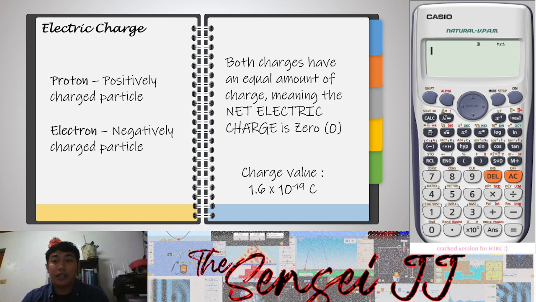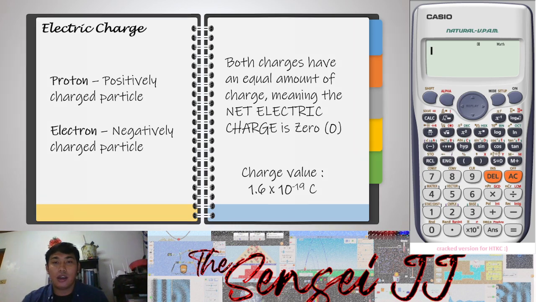I hope, guys, that you won't get confused with these two. Always remember: negative 1.6 times 10 raised to negative 19 coulomb for the electron and positive 1.6 times 10 raised to negative 19 coulomb for the proton.